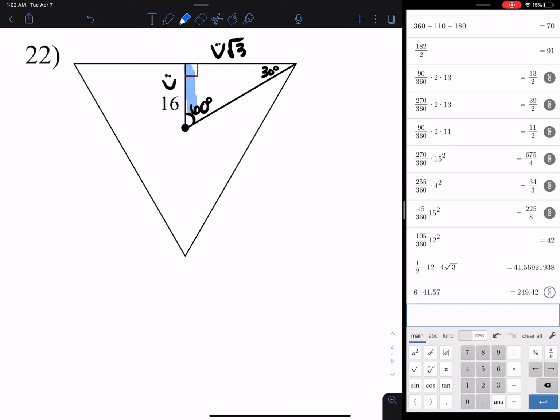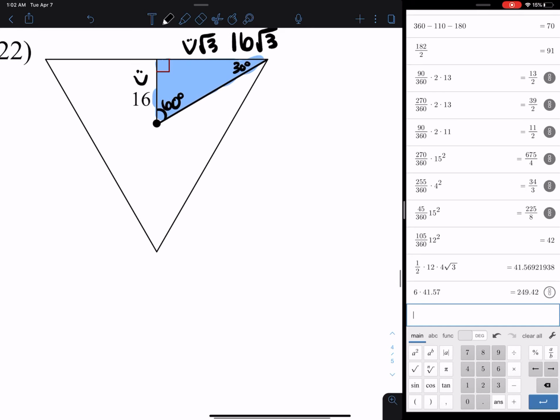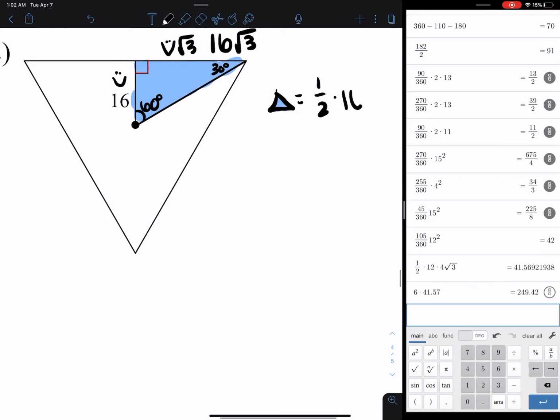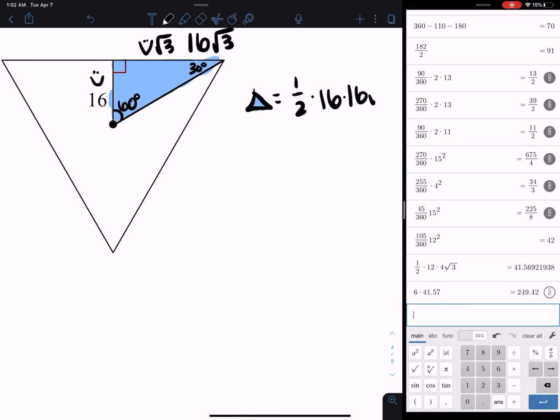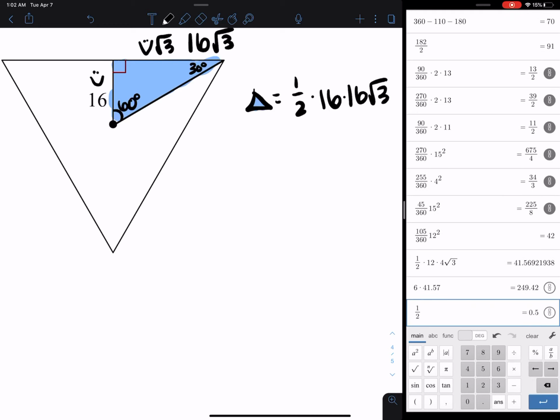I'm going to color this one blue really quickly. I'm kind of a perfectionist, so it's a little outside the lines, but that's okay. So if the short side is 16, we know that this side is 16 square root of 3. So to find the area of this blue triangle, we do 1/2 times 16 times 16 square root of 3.